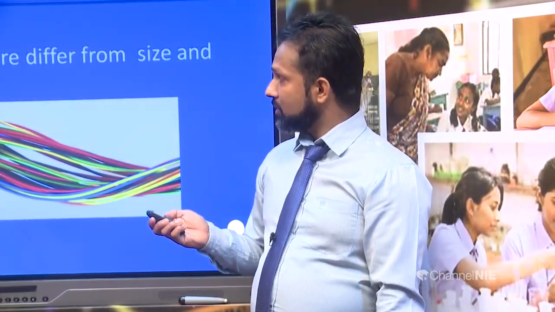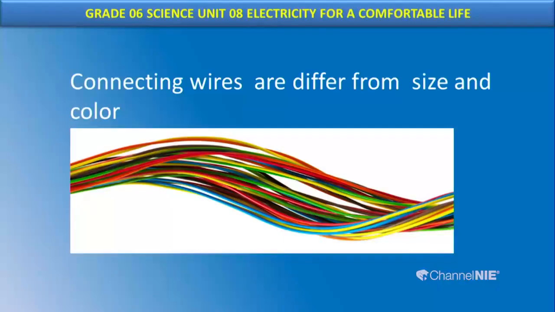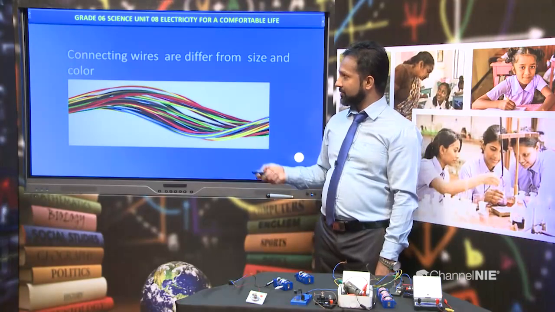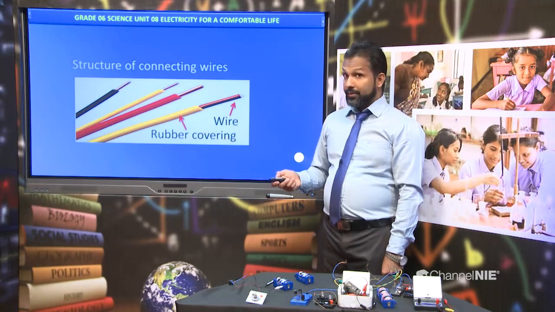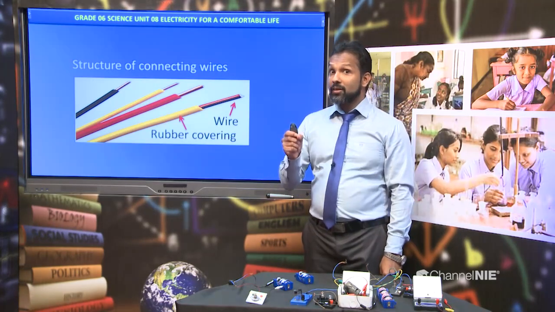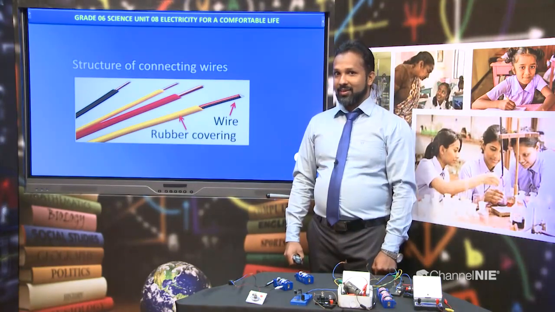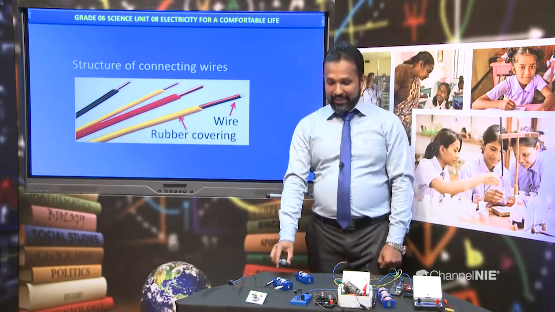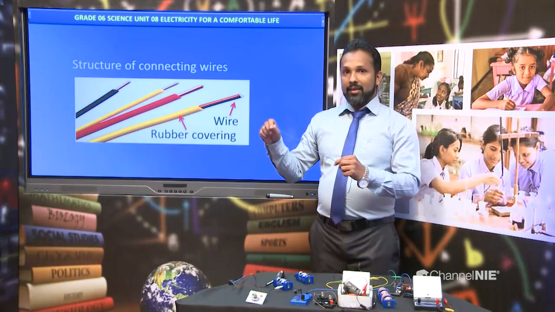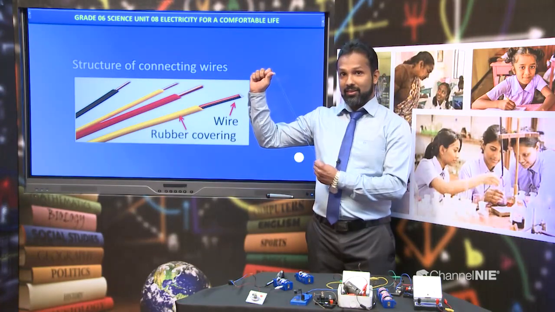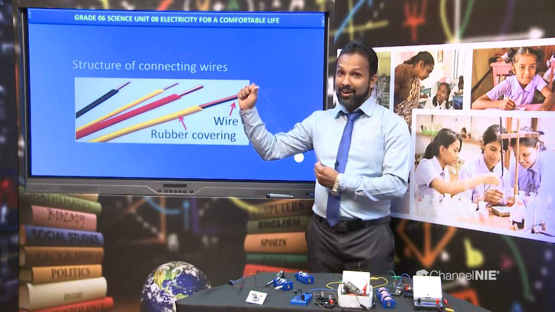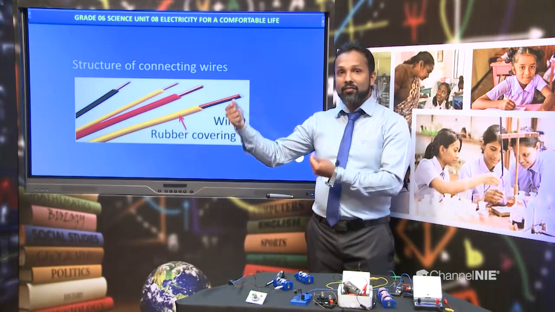Let's watch a picture of connecting wires. As I told you earlier, connecting wires differ in size and color. There are different colors. Then we have to focus our attention on the structure of the connecting wire. You might have seen, we can see only the external part of the connecting wire. It may be blue, black, yellow, or another color.